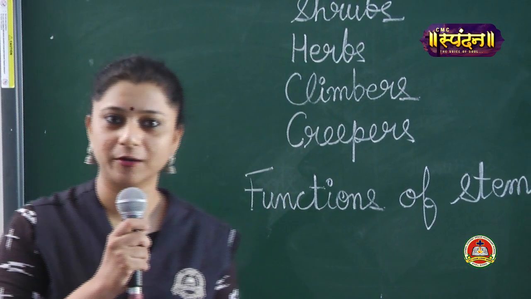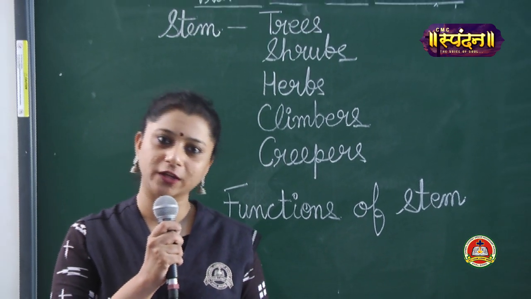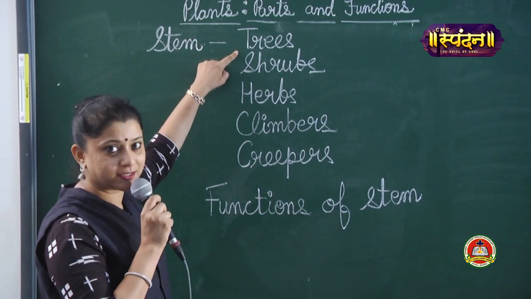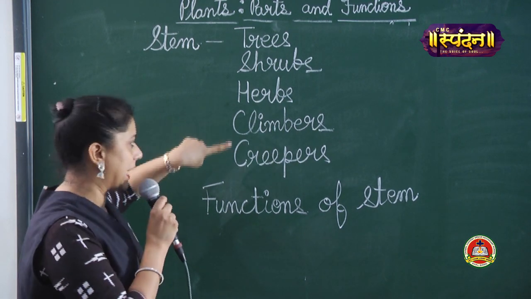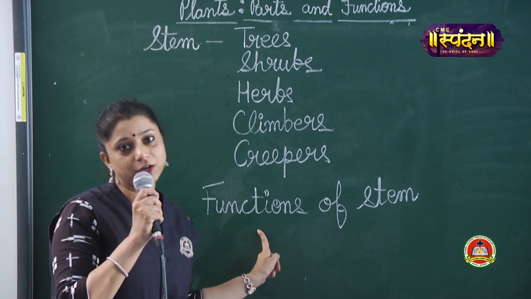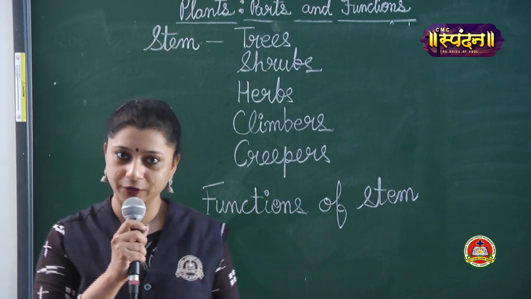So dear students, in today's class, you studied about the stem, the classification of plants according to the type of stem they have, that is trees, shrubs, herbs, climbers, and creepers. We also studied about the functions of the stem. I hope this much part is clear to all of you.